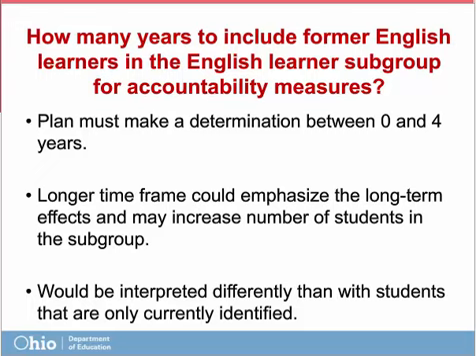Although you probably remember from one of the prior ESSA webinars that we also have to review the N size as part of our state plan, the net effect is that if we choose to include students for more years, it will likely increase the number of students in a particular school or district subgroup and may cause some of them to change from not having enough students to evaluate to having a subgroup that is evaluated.